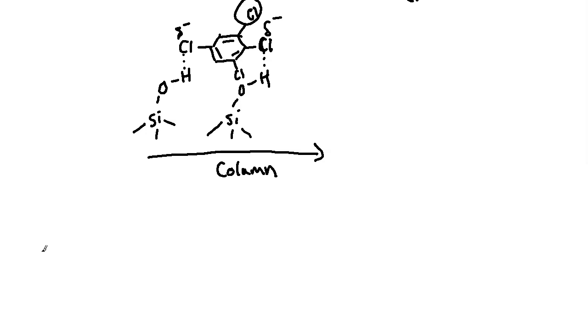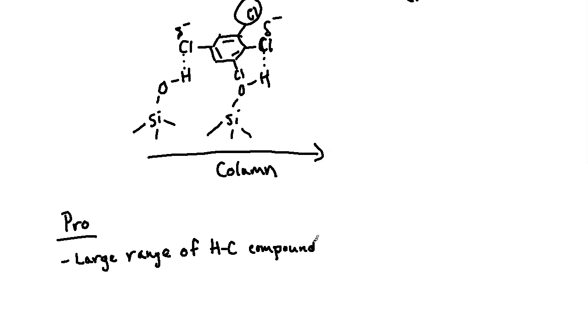So some of the pros for normal phase chromatography are going to be the following. So this is our pro list here. Okay, the first one is that there's going to be a larger range of, and I'm going to abbreviate this here, hydrocarbon compounds that are going to be soluble in the solvents used, so the mobile phase.